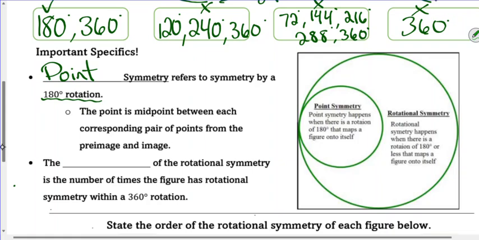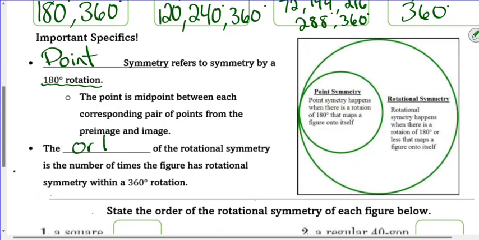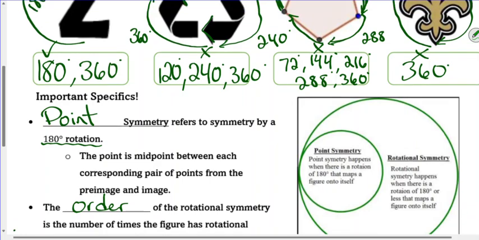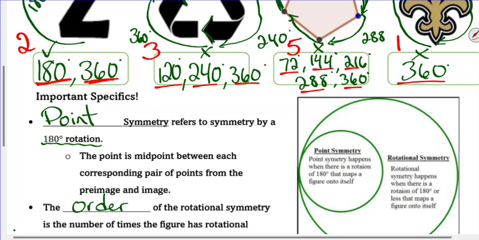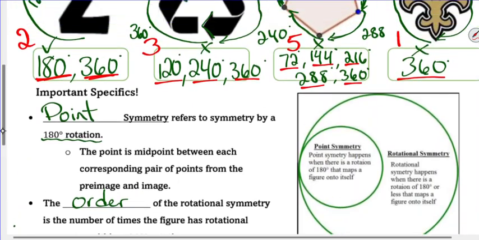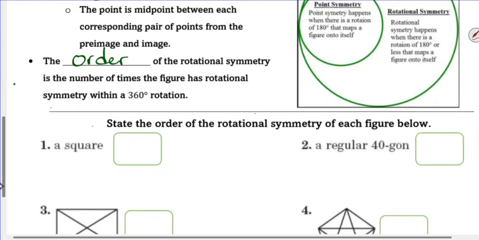The only other word we have to be familiar with here is the order of rotational symmetry. It is the number of times the figure can be rotated within 360 degrees. So you're kind of just counting how many angles you wrote down. 1, 2, that has an order of 2. 1, 2, 3, that has an order of 3. 1, 2, 3, 4, 5. The order of that is 5. The order of this one is 1. So everything has an order of at least 1. Depending on how many angles it has in addition to that, that's the order.